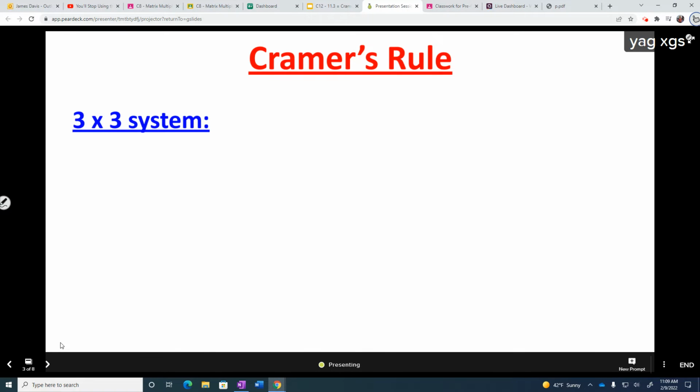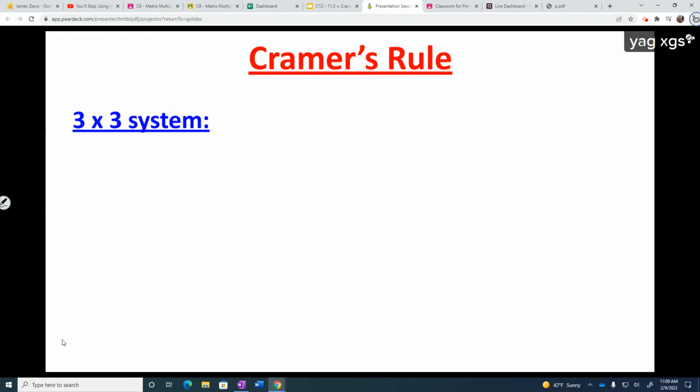All right, so we're going to talk about Cramer's rule, and specifically for a 3 by 3 system. So 3 by 3 meaning we're going to have 3 variables and 3 equations. Cramer's rule only works if you have the same number of variables as equations. So you can do like a 2 by 2, a 3 by 3, a 4 by 4, all of those. We're going to talk about 3 by 3.